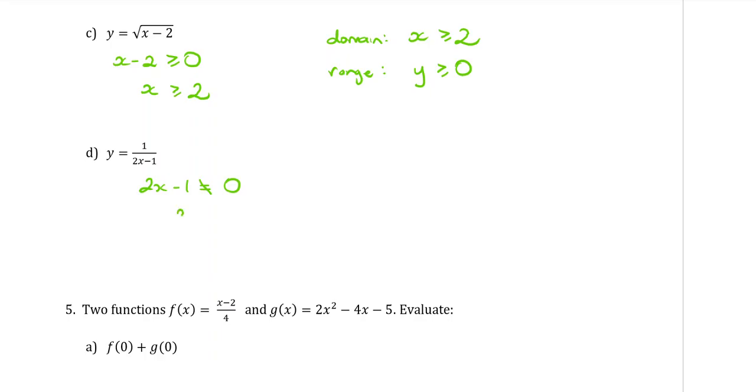So let's solve that. We're going to have 2x cannot be equal to 1, and dividing by the 2, x cannot be equal to half. So that's my domain. The domain is that x cannot be equal to 1/2. What about the range?